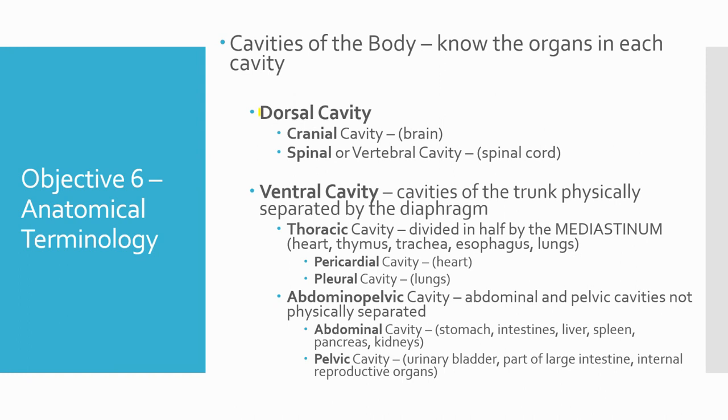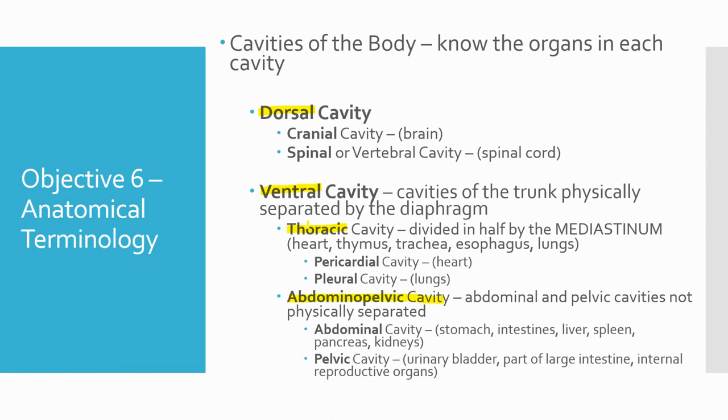Our two main ones are your dorsal and your ventral. And as we talked about earlier, dorsal means back and ventral means front. And so your dorsal cavity consists of the cranial cavity, which houses the brain, and the spinal cavity or vertebral cavity, which contains the spinal cord. And then your ventral cavity is your front cavity. It's going to be the trunk. And the two cavities are thoracic and abdominopelvic.